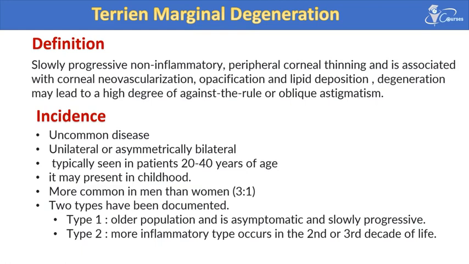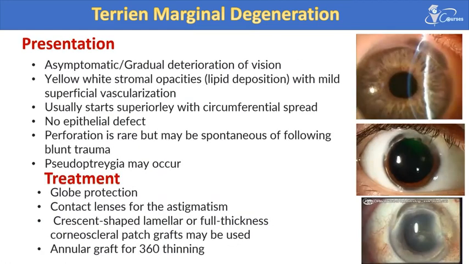So how do those patients of pterygium marginal degeneration present? Sometimes they can be asymptomatic, if it is early in the course of the disease, and those patients will not be complaining of anything. But if they are complaining, they will complain of gradual deterioration of vision. There are yellowish white stromal opacities. You can see here there are yellowish white stromal opacities, and also here. So what are these yellowish white stromal opacities?